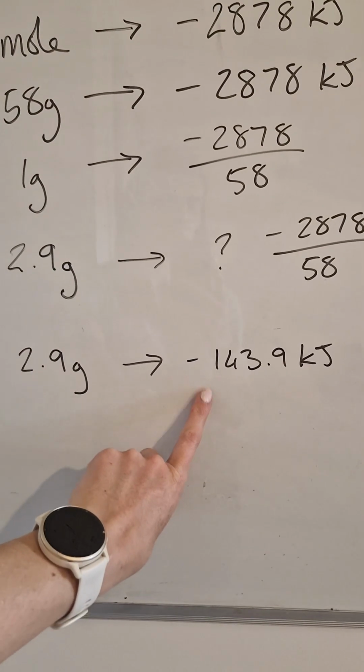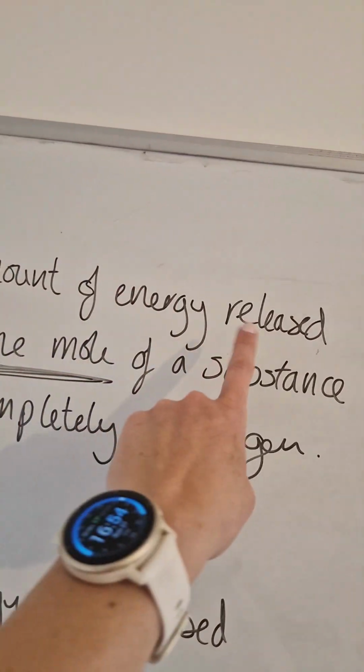The last thing to remember when you're doing enthalpy of combustion calculations is that your answer will always be negative. This is because combustion is always an exothermic reaction because the energy is being released. So don't forget to put a negative sign in front of your final calculated value.